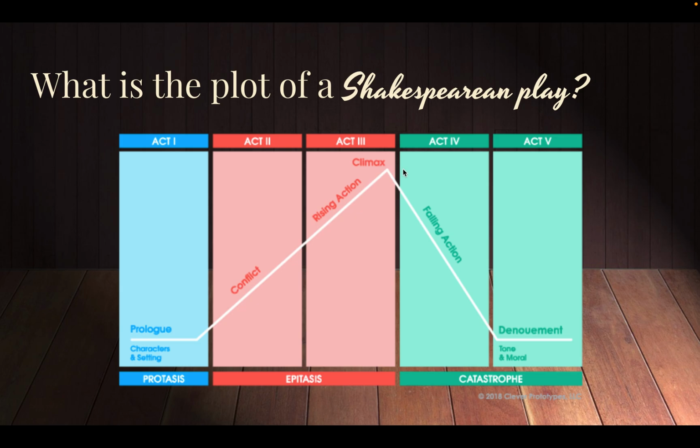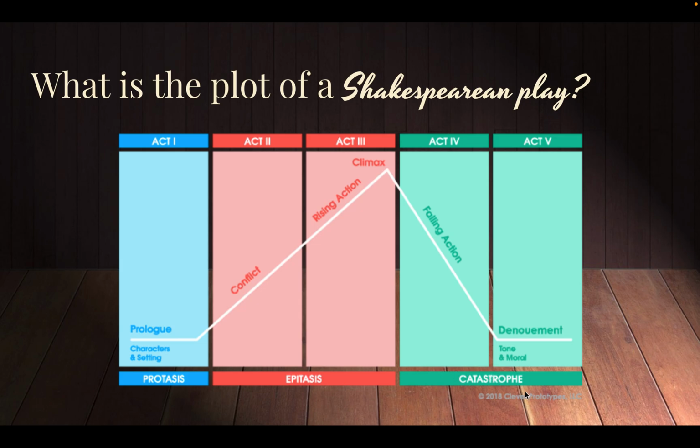Then in Act 4, we're going to get all of the falling action. We're going to tie up a bunch of loose ends. There's going to be some kind of heightened drama. I would say the falling action in Romeo and Juliet kind of goes up and down, up and down, up and down. And then in Act 5, we're going to get resolution. Now, what's interesting, they have the French word here, which is denouement. And so that's the French word.